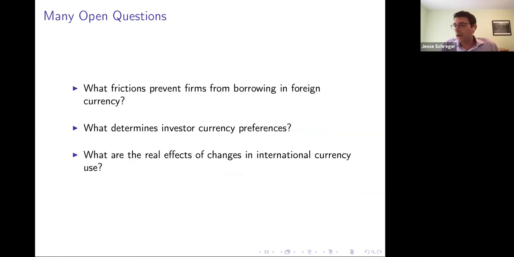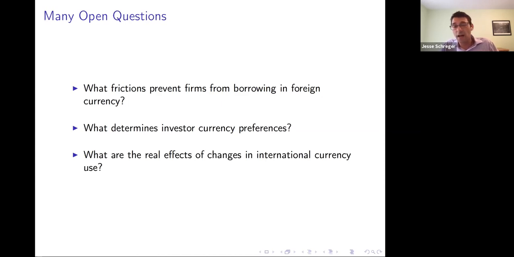And so I want to end very shortly here to make sure that there's plenty of time for questions, but I do think there are some big research questions still out there. We showed evidence of this size-dependent friction, something that looks like a fixed cost of borrowing in foreign currency, but what is it? What is actually driving this size-dependent selection of firms into borrowing in foreign currency? What is it that would actually prevent a firm from tapping international capital markets? What's going to determine investor currency preferences? What is it about the dollar that makes it the exception to this investor home currency bias?